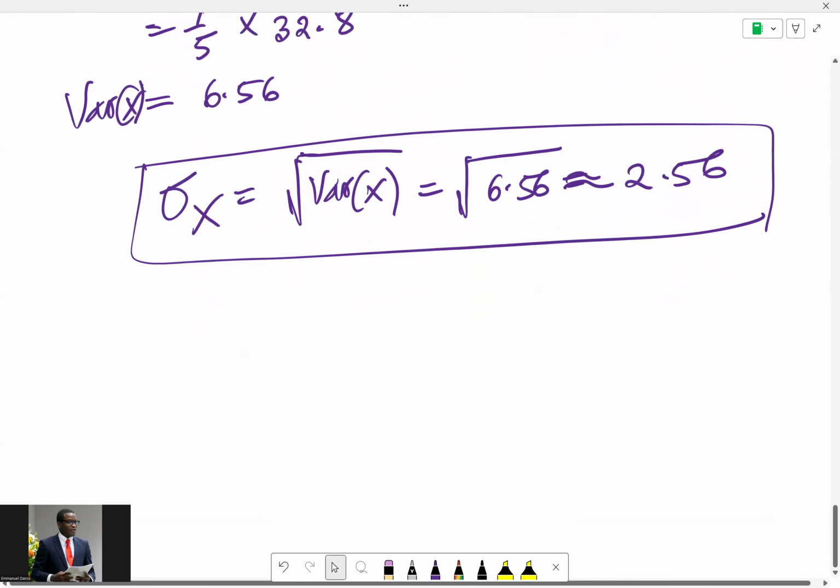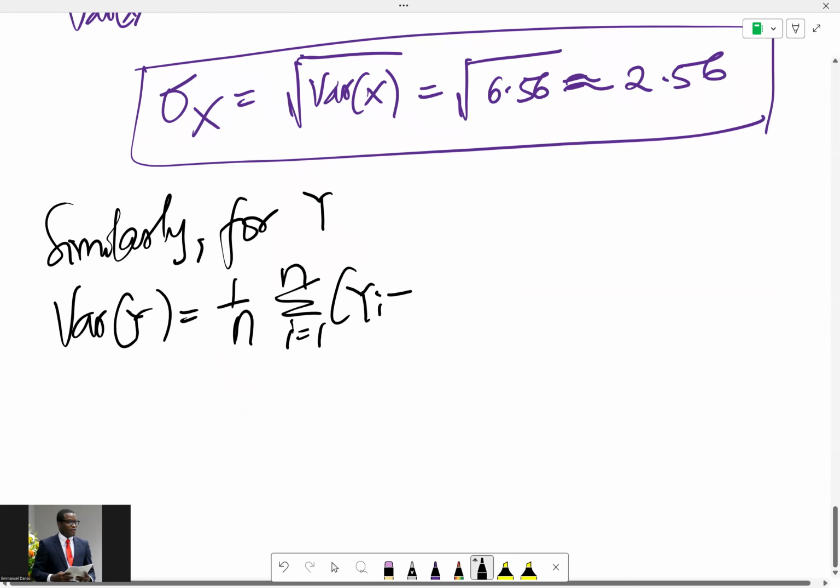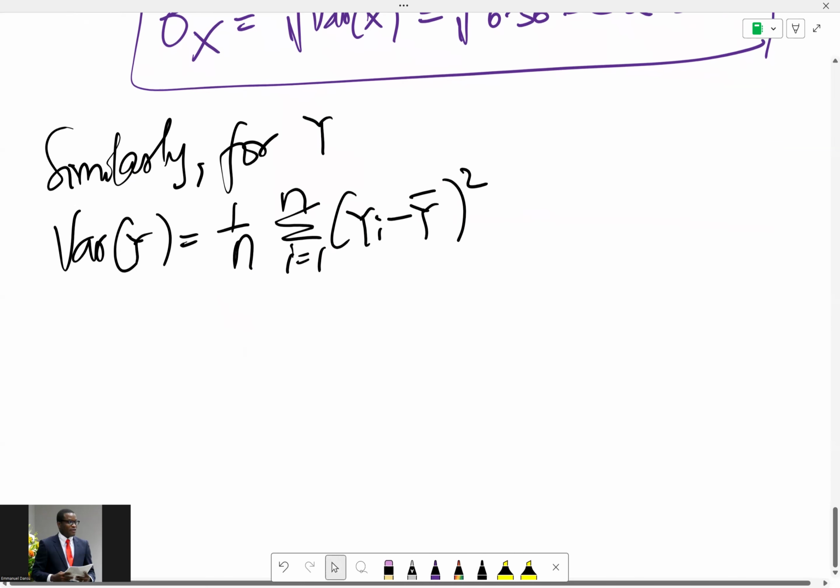Okay, so we do the same for y. Similarly for y, we just have the variance of y equals 1/n, summation from i equals 1 to n of (yi minus y bar) all squared. So the square of each deviation, you sum it all up.